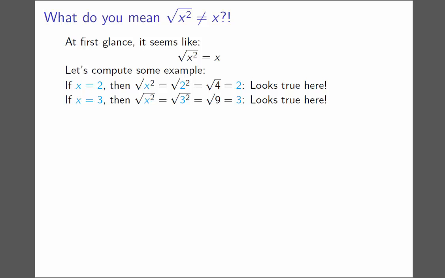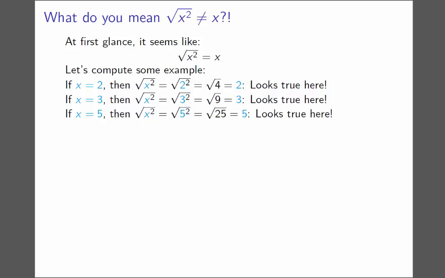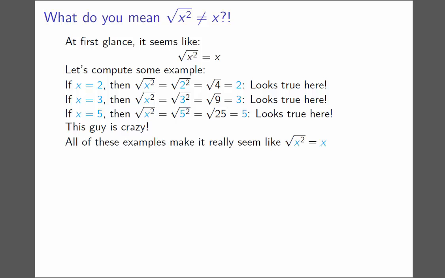But what if we try x equals 5? Then the square root of x squared is the square root of 5 squared, which is the square root of 25, which is 5. Again, it looks like it's true. All of these examples make it really seem like the square root of x squared does equal x.